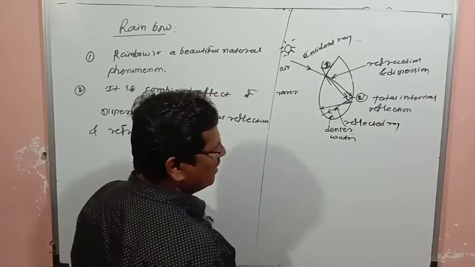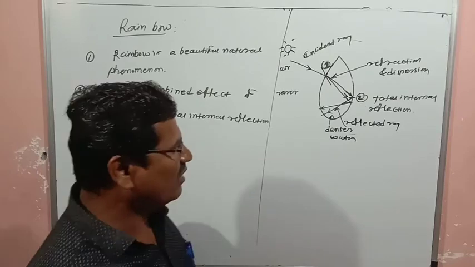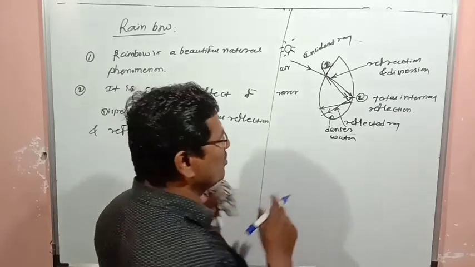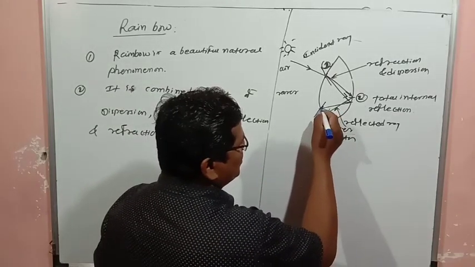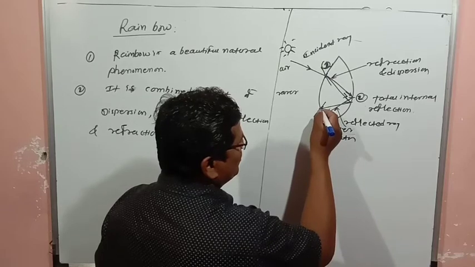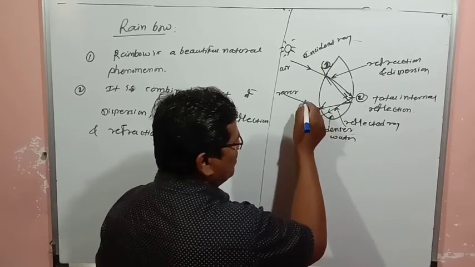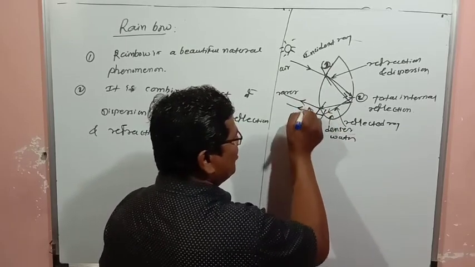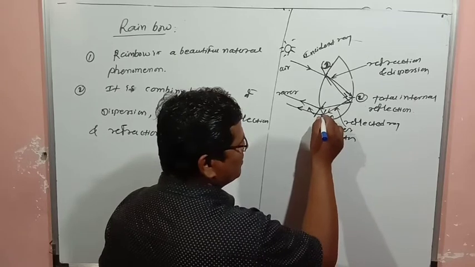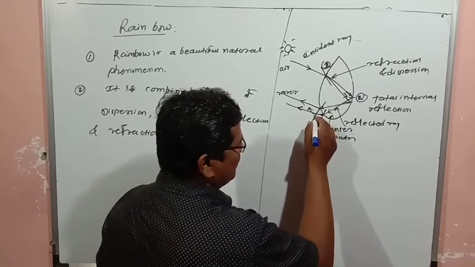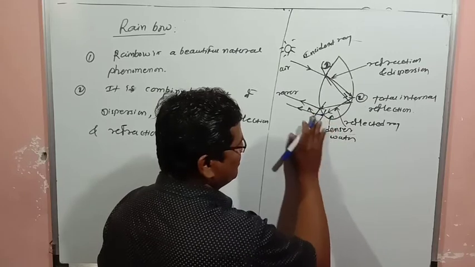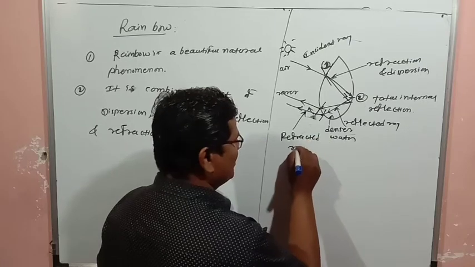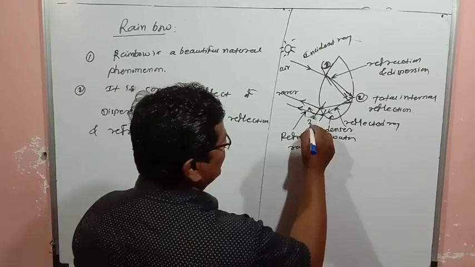And when a light ray enters from the denser medium to the rarer medium, it bends away from the normal. The normal will be like this. It will bend away from the normal. This one is away from the normal, and here also the same thing. It bends away from the normal. Here refraction takes place, and this is the refracted ray.